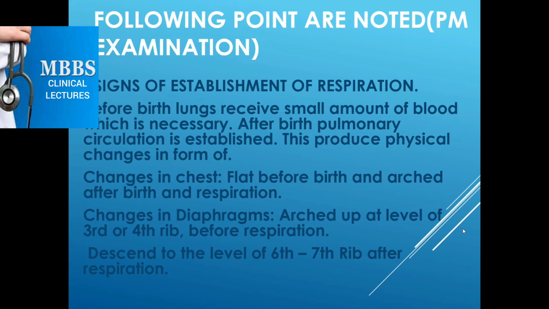The following points should be noted on post-mortem examination. First is the sign of establishment of respiration. Before birth, lungs receive very little blood supply, which is necessary. After birth, pulmonary circulation is established, and this produces the physical changes in the lungs and chest. The chest is flat before birth or before respiration, and it becomes arch shaped after birth and respiration. Changes in diaphragm: the diaphragm is arched up to the level of the third and fourth rib before respiration, while it descends to the level of the sixth and seventh rib after respiration.